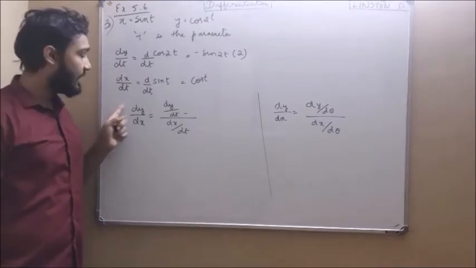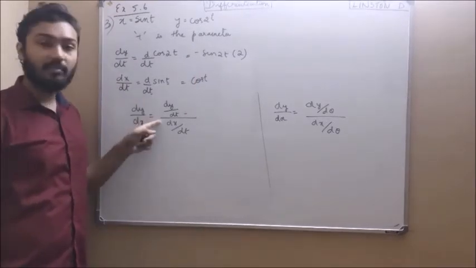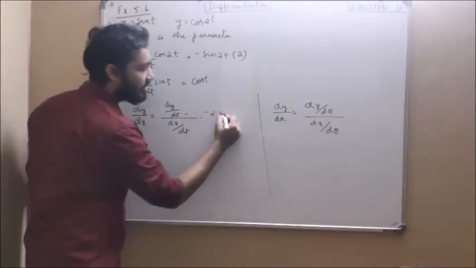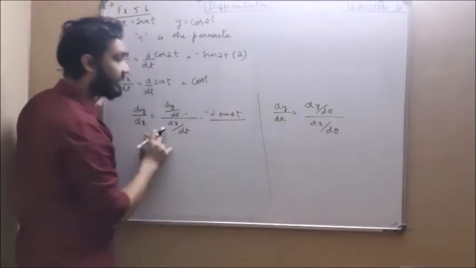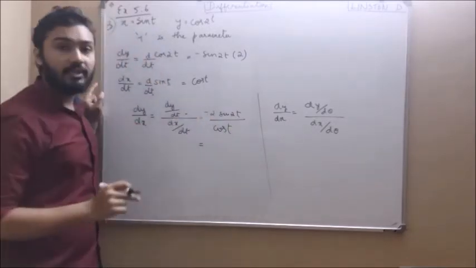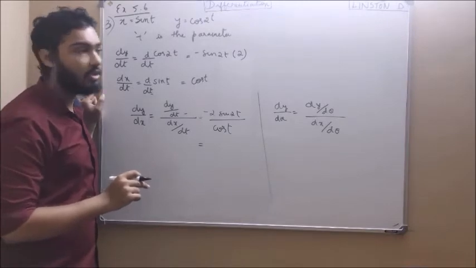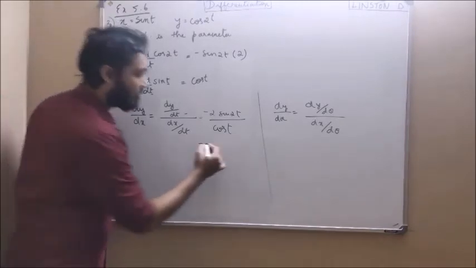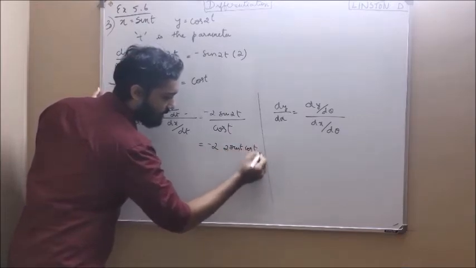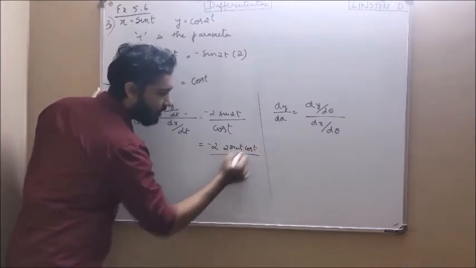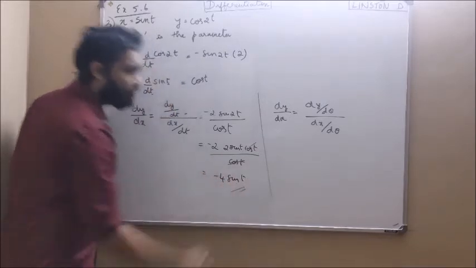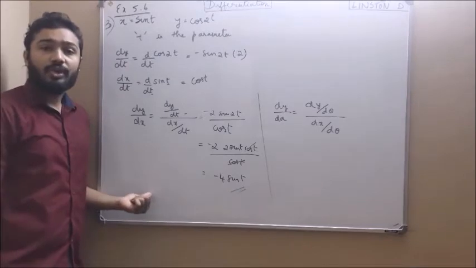So now we have dy by dx is dy by dt divided by dx by dt. What is dy by dt? Minus 2 sin 2t divided by dx by dt, which is nothing but cos t. Next, sin 2t can be written as 2 sin t cos t, because sin 2 theta is 2 sin theta cos theta. So it is minus 2 into 2 sin t cos t divided by cos t. cos t and cos t will cancel, so it is minus 4 sin t. So this is the answer. Pause the video and note it down.